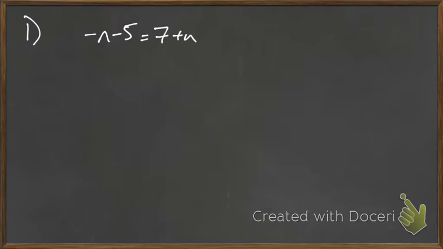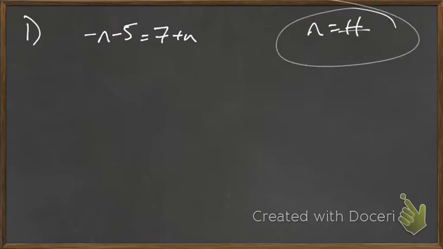Okay, so here's problem number 1. Negative n minus 5 equals 7 plus n. Sean, any ideas of what we should try to do first here? Remember, goal here is n equals number. That's our goal. I'm just asking you for a guess, so don't worry about being wrong. So add 5 to both sides. We can, Sean, we can. I think there's a better way.